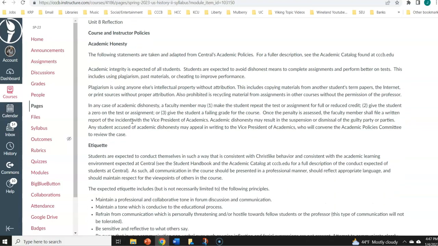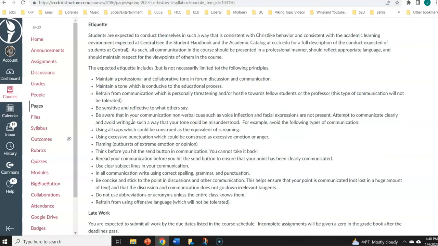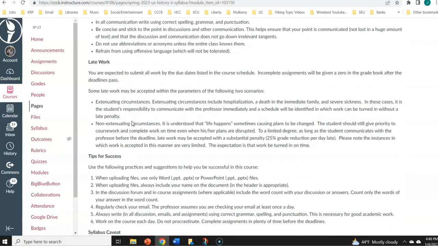So here, basically, this first part is academic honesty. I would say, summarize it. You can read it for yourself. Don't cheat. Don't plagiarize. Don't copy other people's work. Etiquette. I would summarize that. You can read it. Be kind to each other. Be kind to me. I'll try to be kind to you. Let's be kind to each other, student to student, professor to student, and so forth. Late work. Your work is due on the day that it's due. And if there are extenuating circumstances, let me know, and we'll see what we might be able to work out.